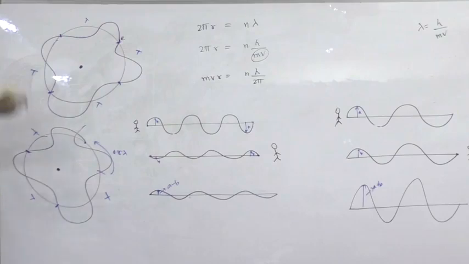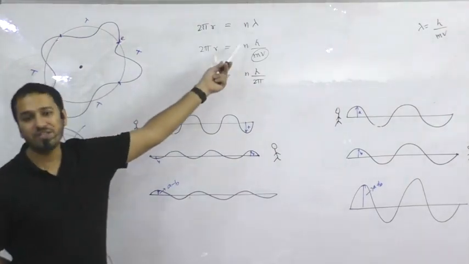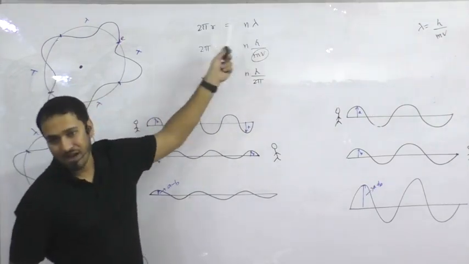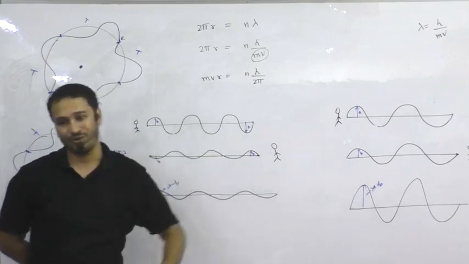So the first orbit will have one wavelength or one wave. The second orbit will have 2 electron waves. The third orbit will have 3 wavelengths. The fourth orbit will have 4 wavelengths and so on. Right? Because 2 pi r is n lambda. N is what? N is the orbit number. So first orbit r1 will have 1 lambda. R2 will have 2 lambda and so on.